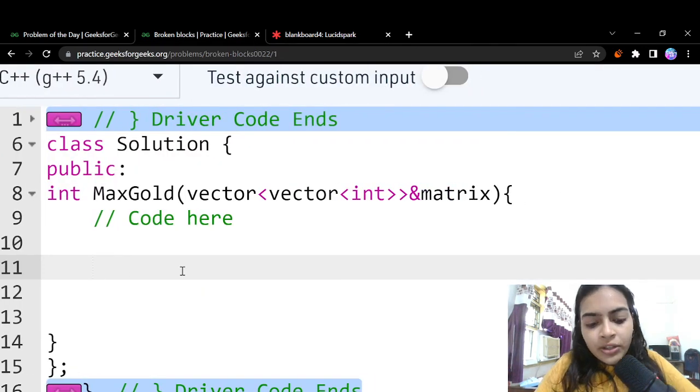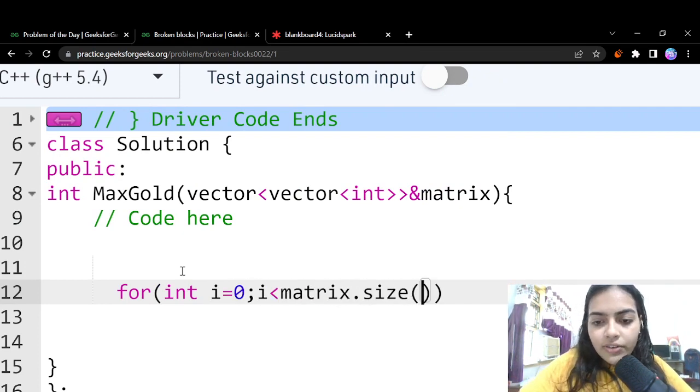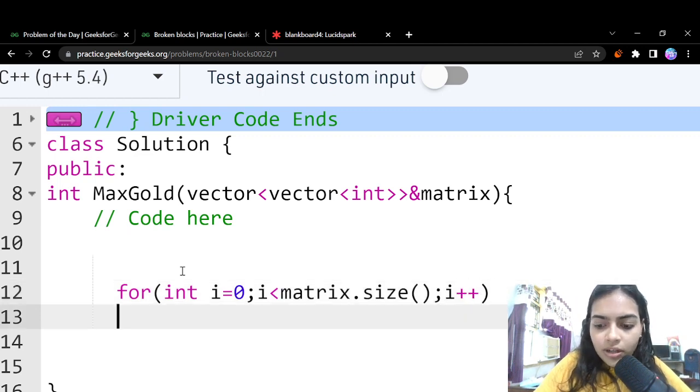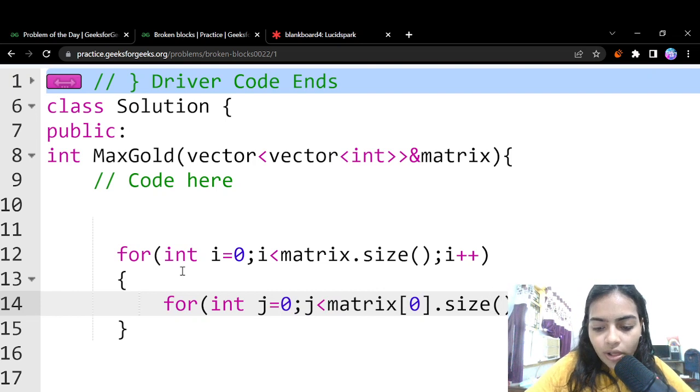Now let's start. So what are we doing? First let me iterate over all the blocks. So for int i equal to 0, i less than matrix.size(), i++. This is for iterating over all the rows and all the columns. So let me just write the 2 for loops, which are very simple. Okay, so we are just iterating over all the rows and all the columns.